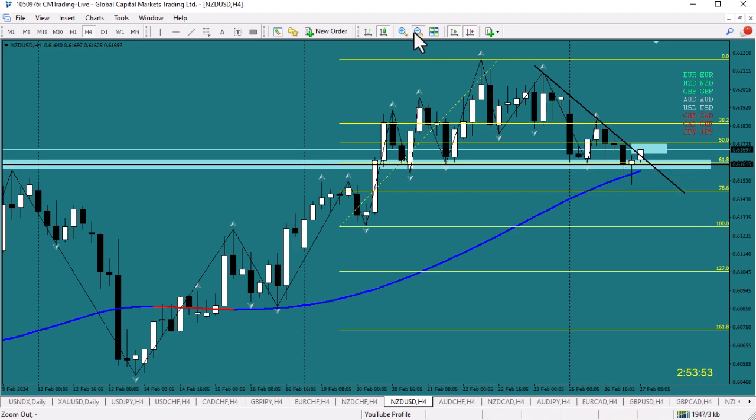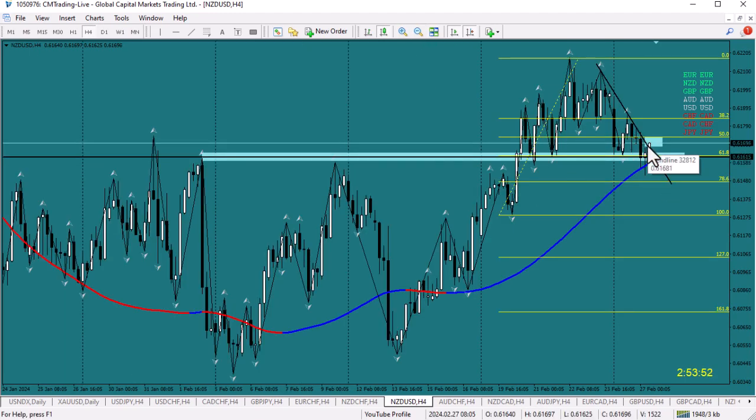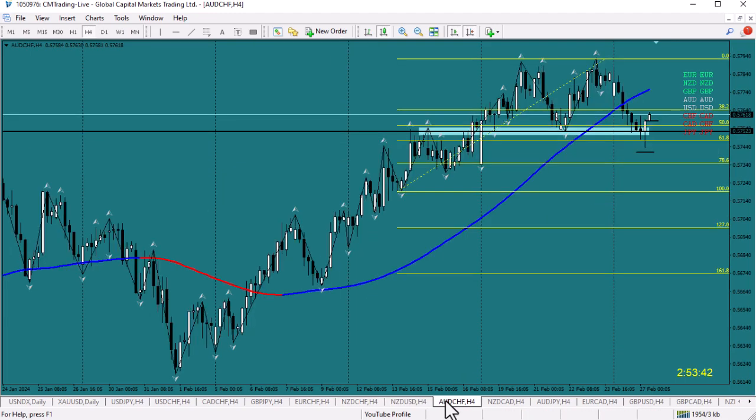But now we're starting to see the break. So I would love to see a break and a retest and a candle reversal on the New Zealand US. That'll be something I can use for a long setup. And the Aussie Swiss, got this trade this morning. I saw this as a morning star.